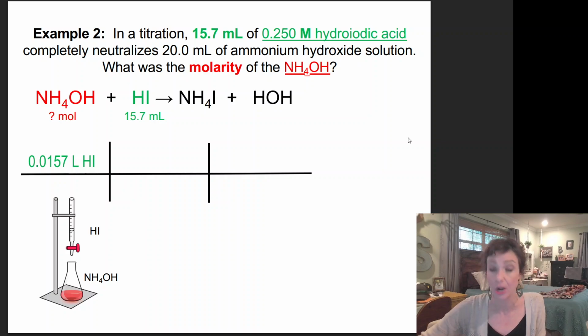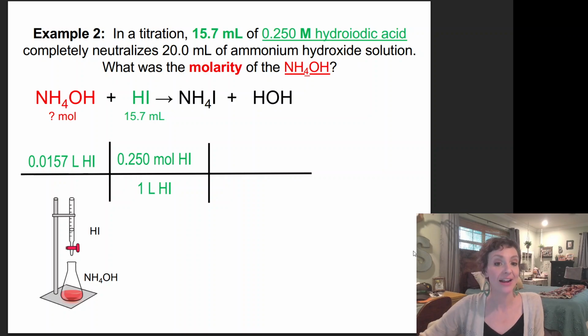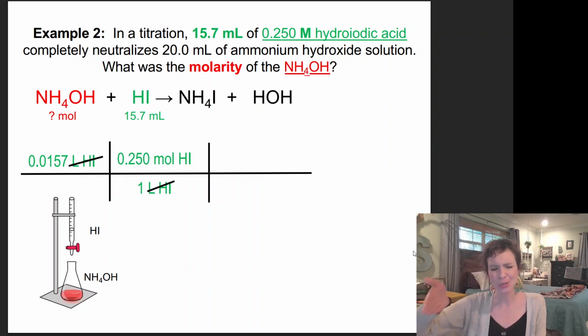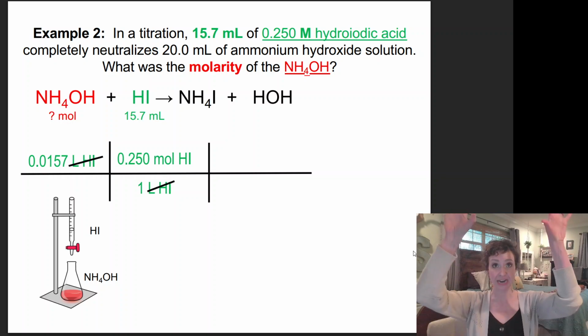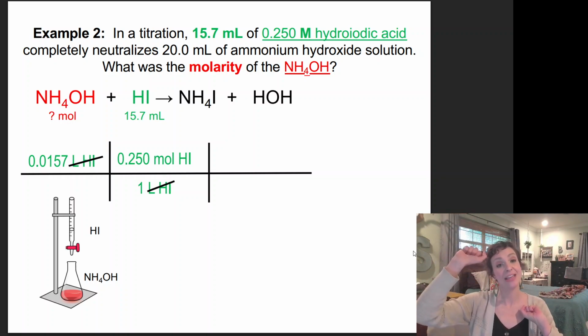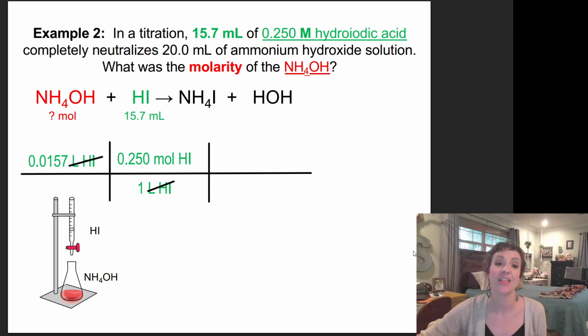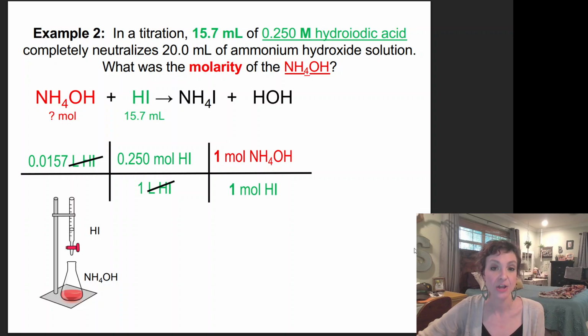I sure hope I do. I sure hope my titrant has a known concentration. It does. It is 0.250 molar, which means there are 0.250 moles of hydroiodic acid in every 1 liter of it. So liters of hydroiodic acid go away. I'm at moles of my given mole ratio between my hydroiodic acid and my ammonium hydroxide. That is a 1-to-1 ratio, meaning the coefficients are ones, which means moles of hydroiodic acid are canceled out.